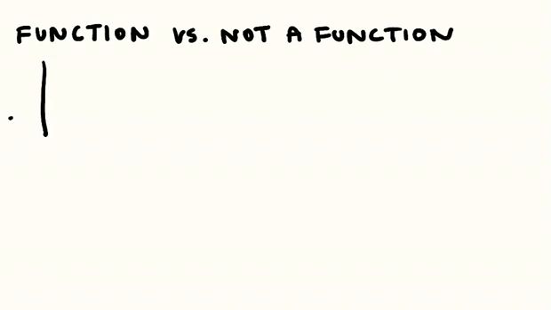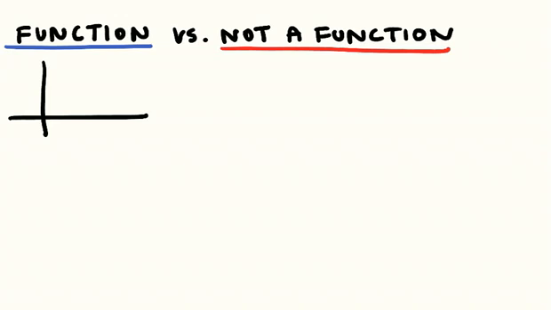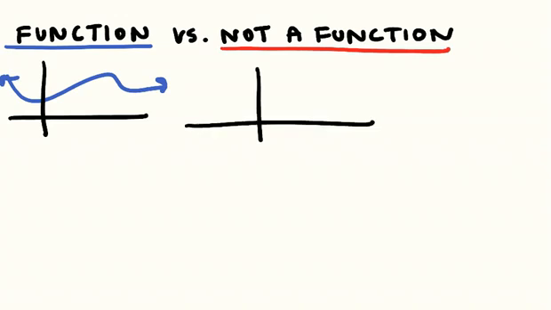We know that a function passes the vertical line test. But not a function is going to be something that maybe loops back on itself, right? When we draw a vertical line through it, we hit it more than once. Okay, that's not a function. That's pretty easy. The table should also be pretty easy.